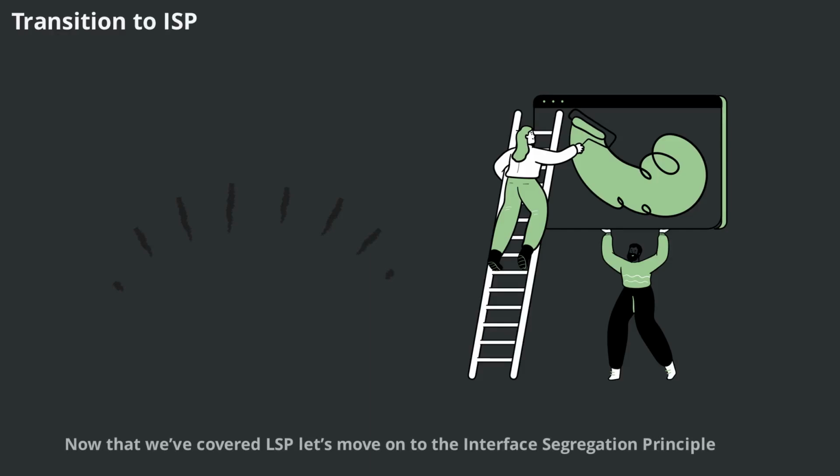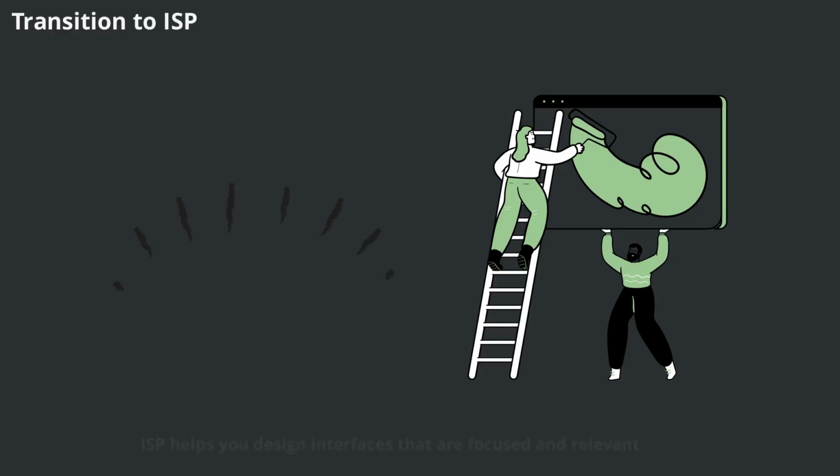Now that we've covered LSP, let's move on to the Interface Segregation Principle. ISP helps you design interfaces that are focused and relevant, avoiding the pitfalls of large, general-purpose interfaces. This principle is crucial for creating modular and cohesive code.